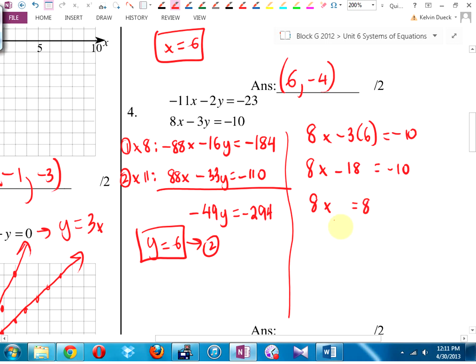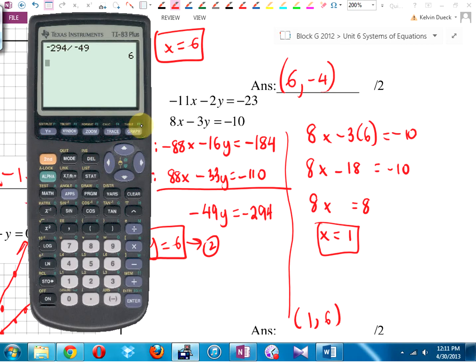8. Someone said 8. Are you saying that x is 1? Are you saying the answer is 1, 6? By the way, let's suppose this was a test and you just finished the test and you have half an hour left. Do you hand it in? No, instead you get your calculator out and you go to this first one. You can go negative 11 times 1 minus 2 times 6. Hey, that works out to negative 23.